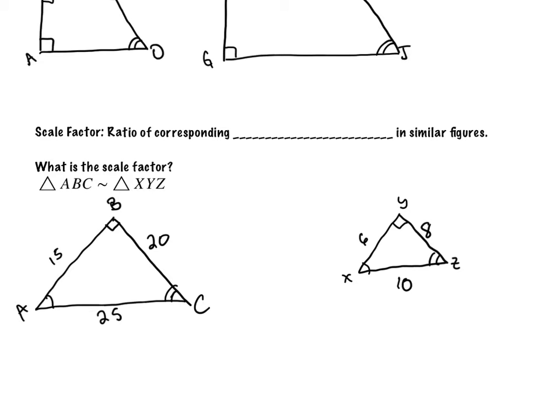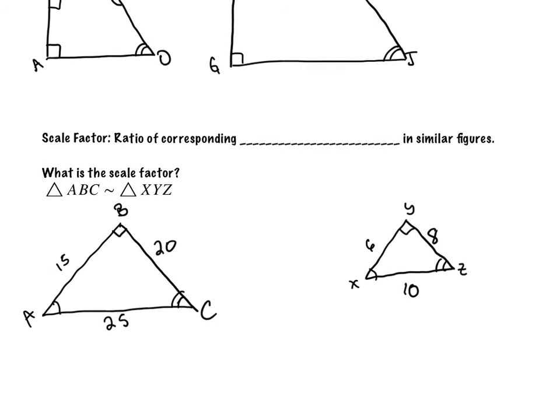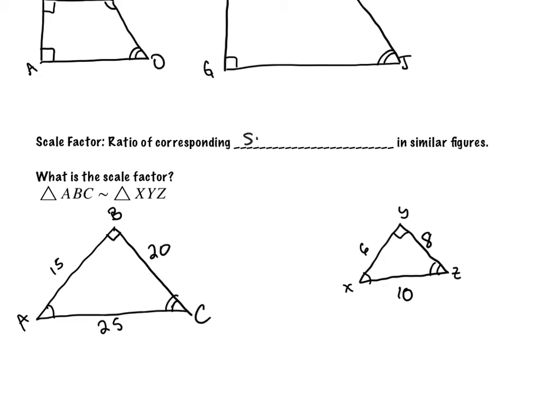So when we talk about similarity, we're going to talk about scale factors. Scale factor is the ratio of corresponding side lengths. Similar to when we looked at the scale factors for dilations, we're going to look at scale factors here.